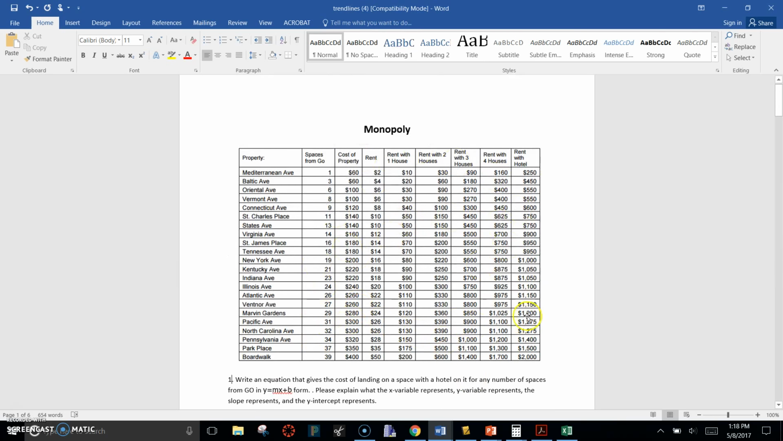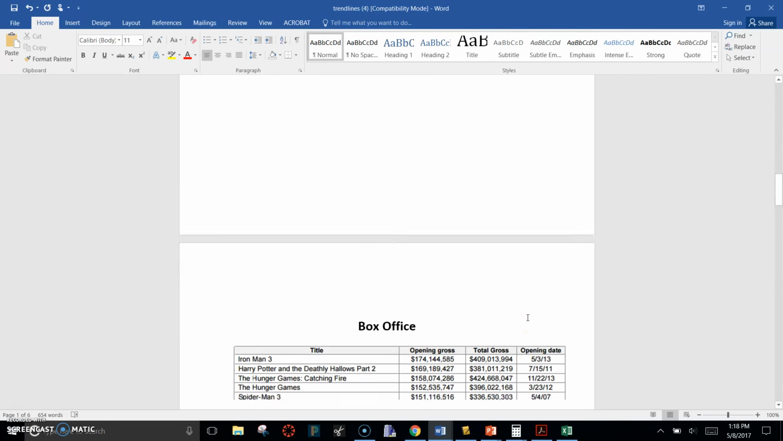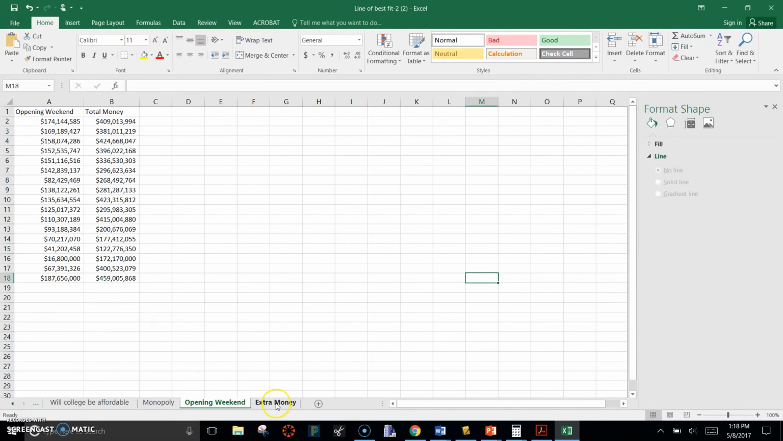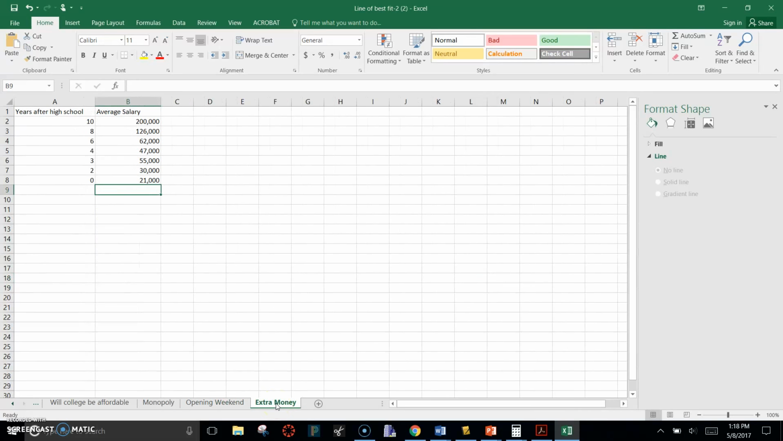And you don't have to type in all this data for any of the charts. They're on the different Excel tabs. So there's Monopoly, there's Opening Weekend, there's Extra Money. You just go through and try the different problems today. If you get stuck, please send me an email, but do try your best. Also, you can go back and watch how I made these different things because you do have this video. Just go back, watch it, try to answer the questions, and try to see which questions I answered before that relate to the one you're trying to answer now.